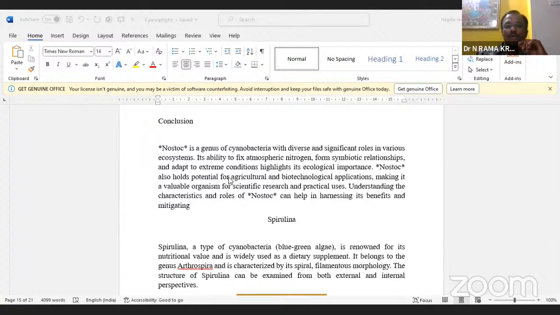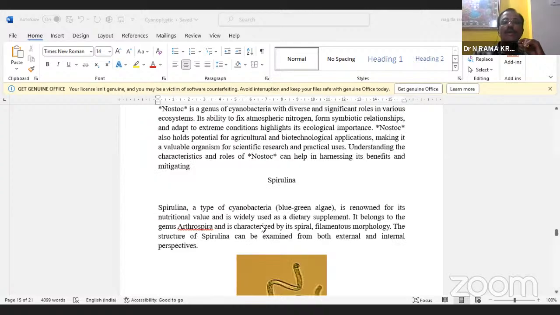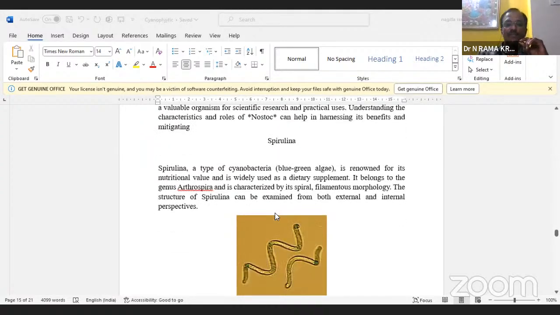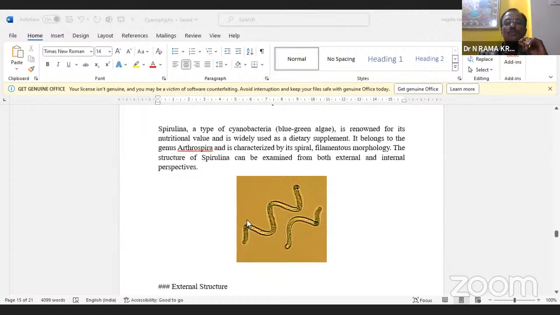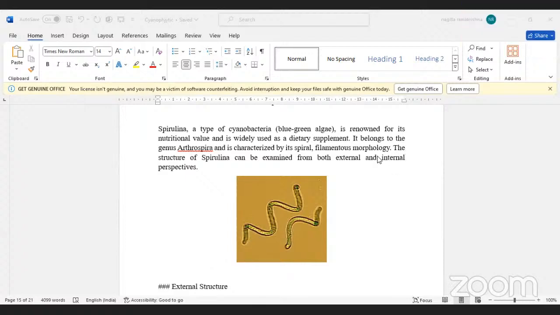So this is Nostoc. One more, next one is Spirulina. This also has similar structures. This is a cyanophytic algae. You see in Spirulina, this is also blue green algae. See here, I am showing on the dot. Spirulina looks like a snake-like structure. So that is Spirulina.